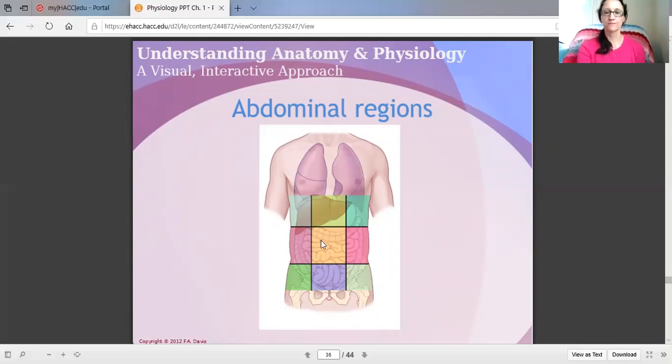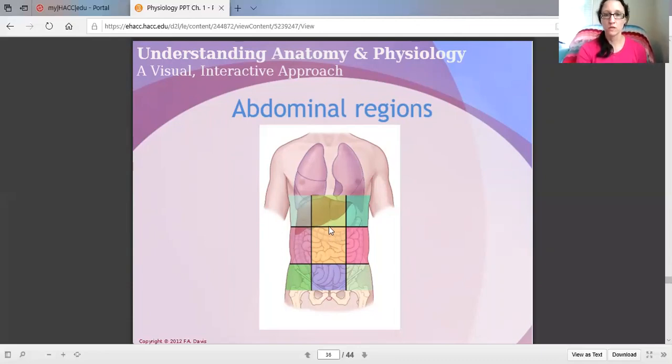Let's start in the center. We're in the center. The center is the umbilical region, and actually on page 11, it shows you all of this information. It's a nice little chart for your reference. So the umbilical region, of course, is where we have our umbilicus, which is our belly button. So right in there, we have some small intestine, some large intestine, and a little bit of the stomach. Okay.